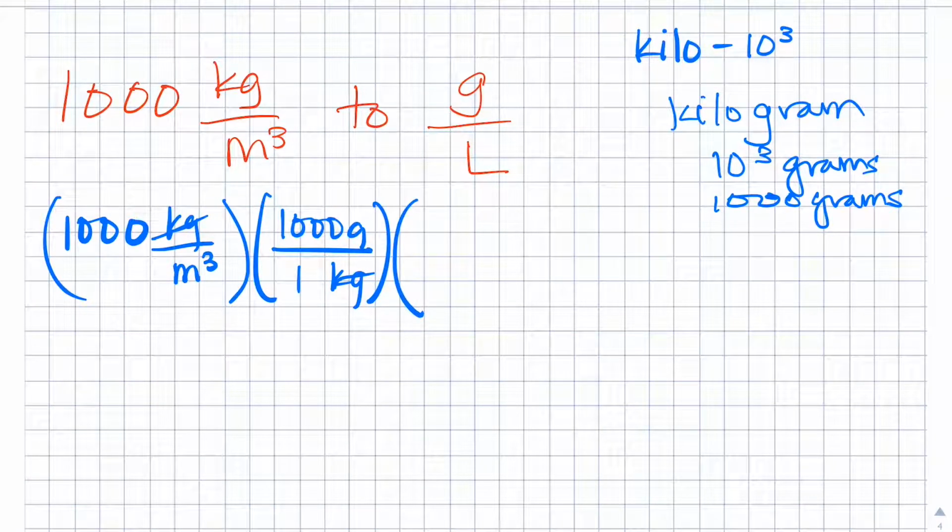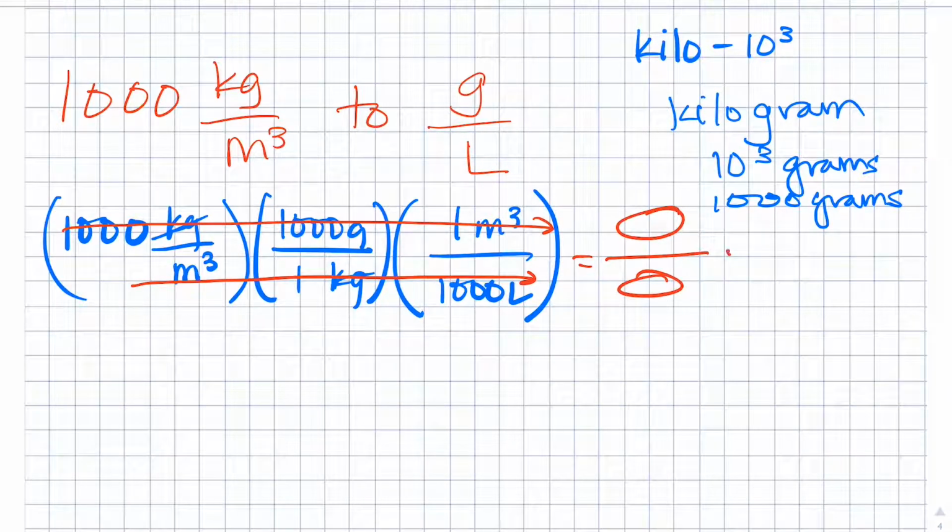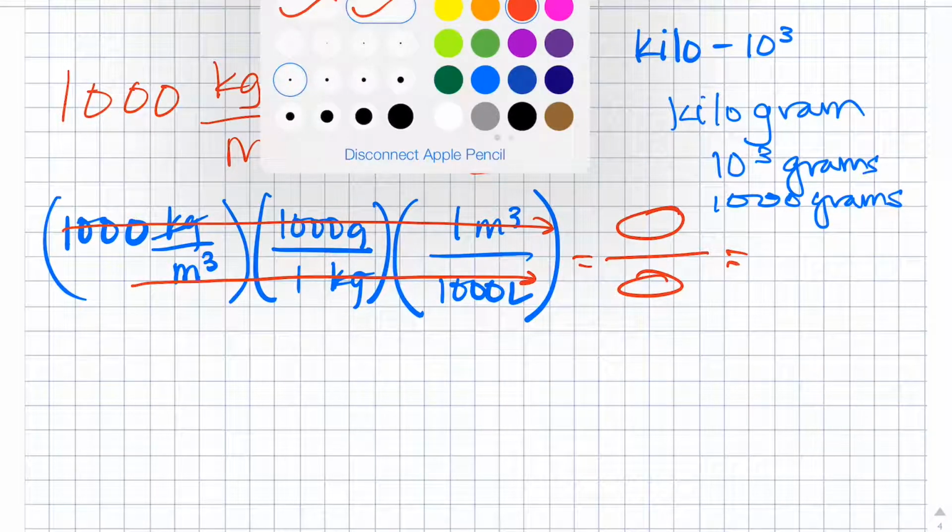So we can come back here and say that 1 meter cubed is 1,000 liters. Now, before you pull out your calculator, normally what we would do is multiply across the top like this and get an answer, multiply across the bottom like this, get an answer, and then divide the two. Let's be a little smarter than that.